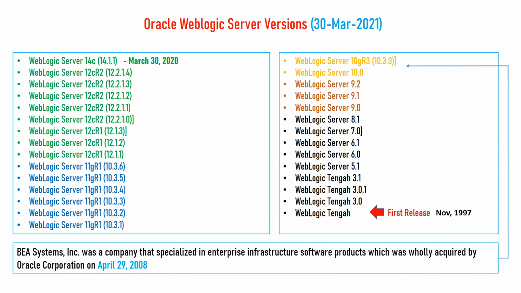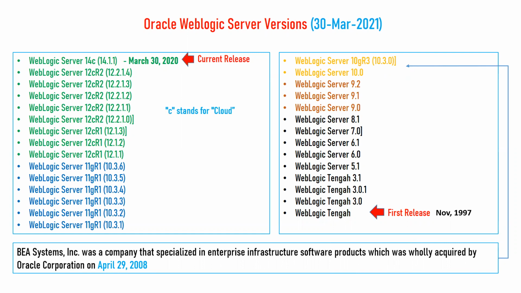And that is the same period when WebLogic server was around 10.0 and between 10.3.0, which we called WebLogic 10g and R3 version. Current release as of March 30, 2020. Okay, it is not 20, it is actually March 30, 2021.